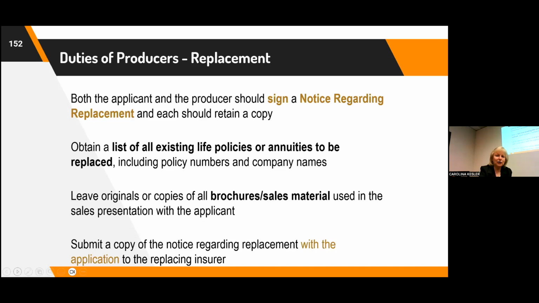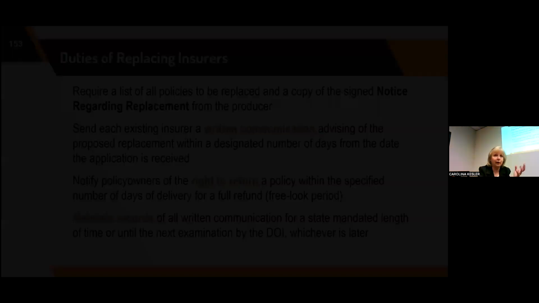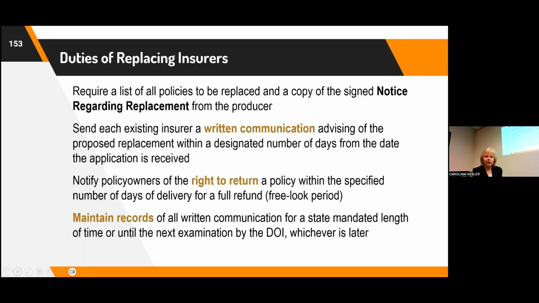You make sure you get that list of all the existing policies or annuities that are going to be replaced, and leave any brochures or sales material with your client, and submit a copy of the notice regarding replacement with the application to the replacing insurer. The company will take care of that as long as you do it electronically, right? If not, we do have paper copies that are done in triplicate.